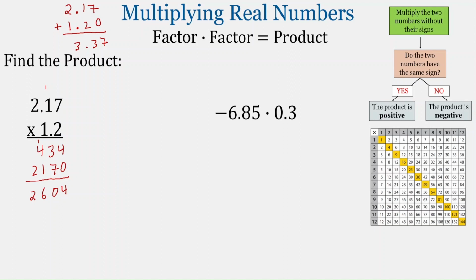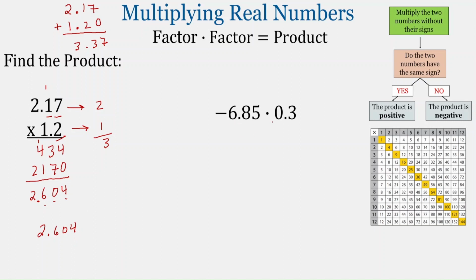But now we're going to take a look at those decimal points. And this number right here has two decimal places, the 1 and the 7. And this number has 1. It has this 2 right here. So combined, there are 3 decimal places. And that's how many spaces we're going to move this over. So we're going to go 1, 2, 3, and we're going to put that decimal point right there. So the answer is 2.604. So we count the decimal places in the factors to determine how many decimal places are in the answer in the final product.